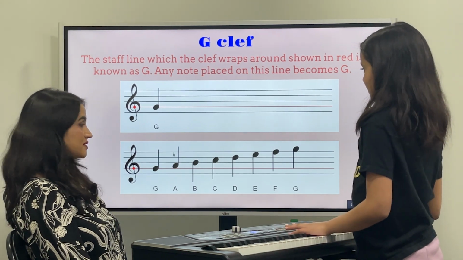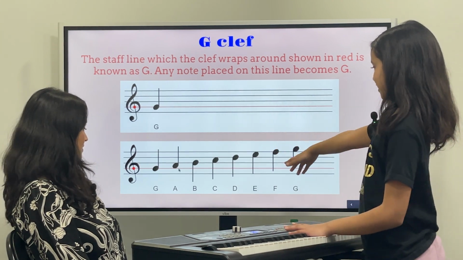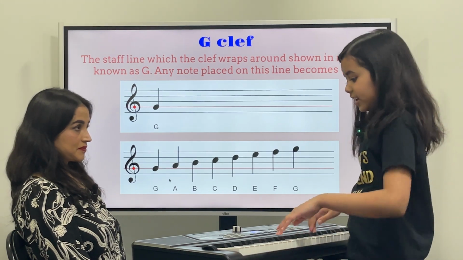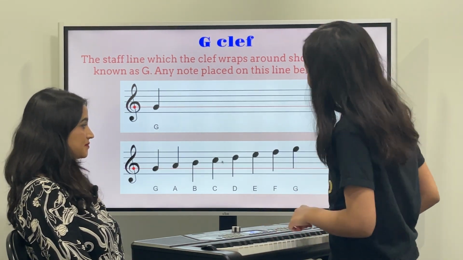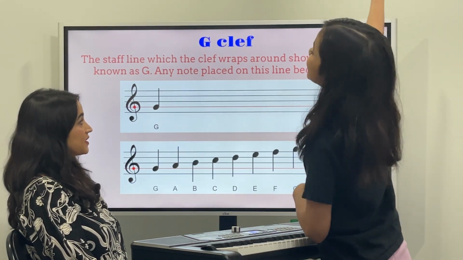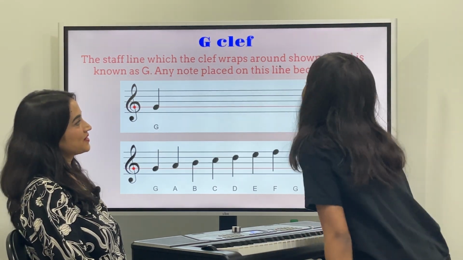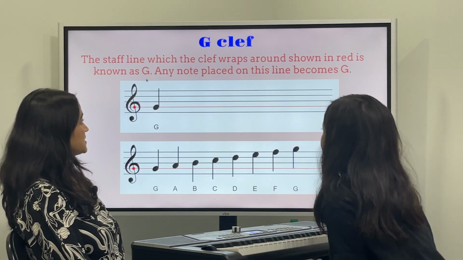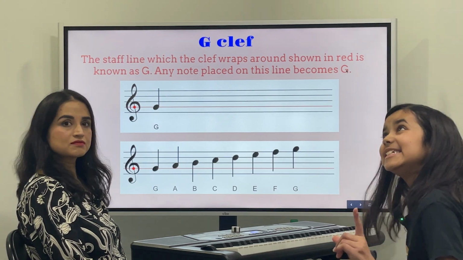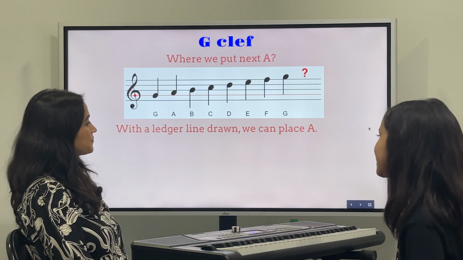So that's the G, and that's A. That's still G, this one. Oh yeah, that's A, just a little bit up. And then it goes B, C. The staff line which the clef wraps around, shown in red, is known as G. Any note placed on this line becomes G. So where do we put the next A?